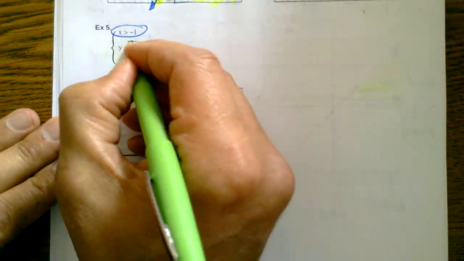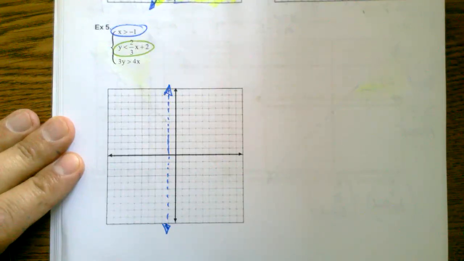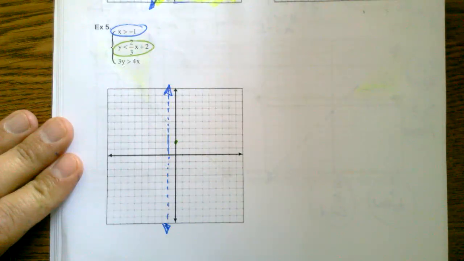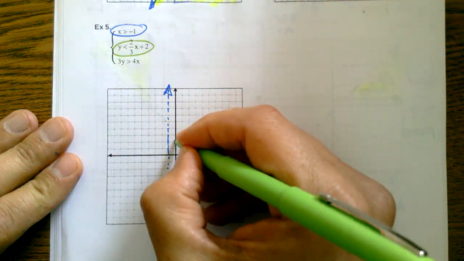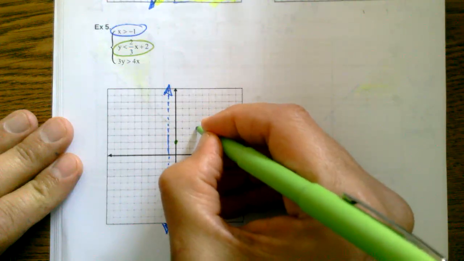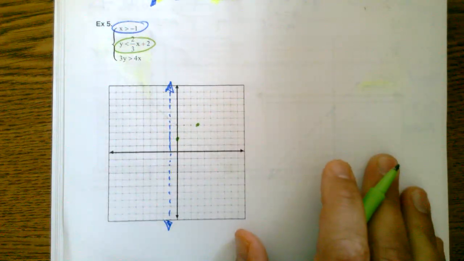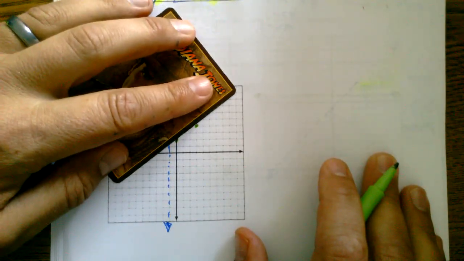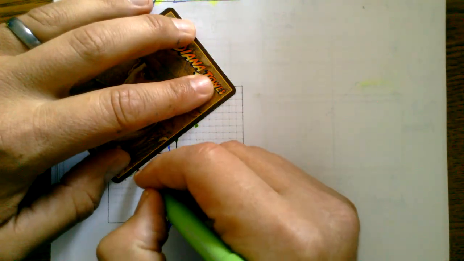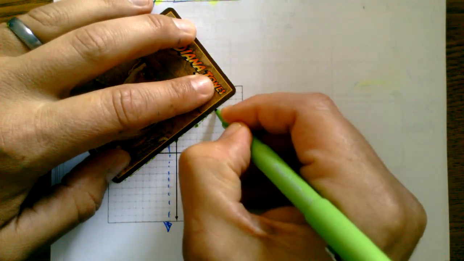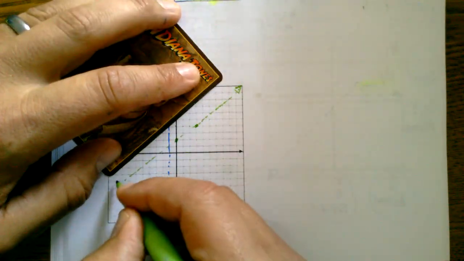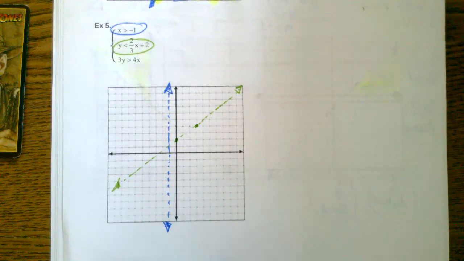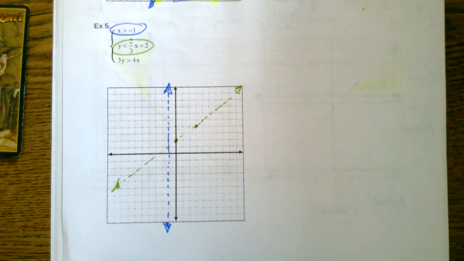Then I've got y is less than 2/3 x plus 2. So this time I'm going up 2. And then my slope is 2/3. So I'm going to go up 2 over 1, 2, 3. Again, those are not equal to, so I'm going to use those nice dotted or dashed lines.